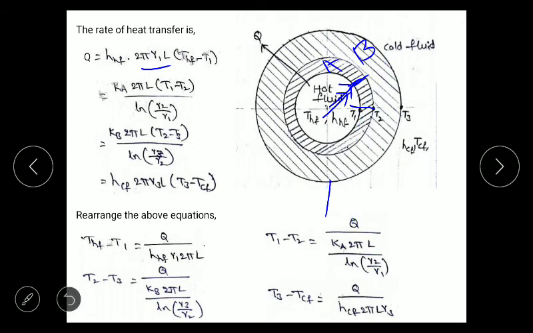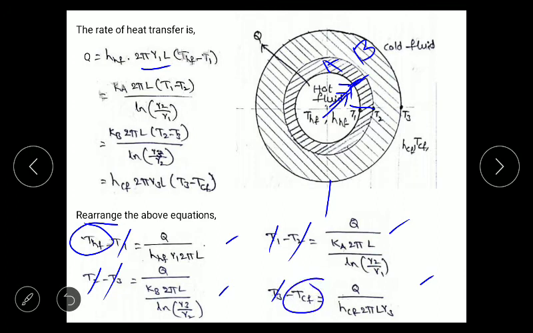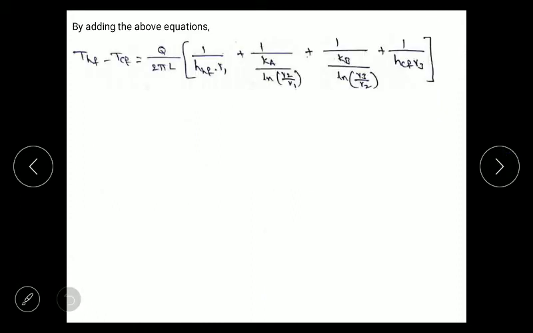Now if we add all four equations, then minus T1 plus T1 get cancelled, minus T2 plus T2 get cancelled, minus T3 plus T3 get cancelled. We are left with T_hf minus T_cf on the left hand side. On the right hand side, in all the equations we have Q common and 2 pi L common. Now after adding all four equations, T_hf minus T_cf is equal to Q by 2 pi L, which is common from all the equations, and the leftovers are written over here. Clear?